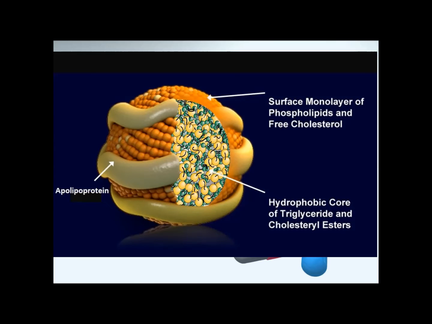But in this section that's been cut out, what you can see is the inner core, which is packed with cholesterol molecules, which are these yellow ones, and also triglycerides. So a mixture of triglycerides and cholesterol is packed into the core of your lipoproteins. Different proportions depending on which lipoprotein you're looking at, as we'll see in a minute.